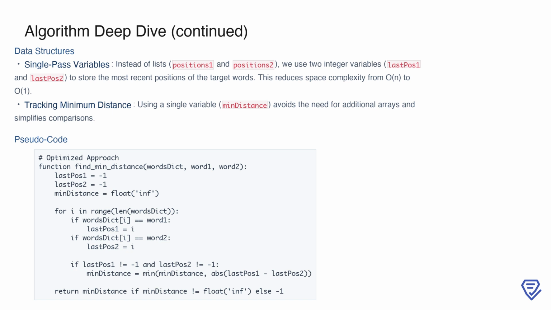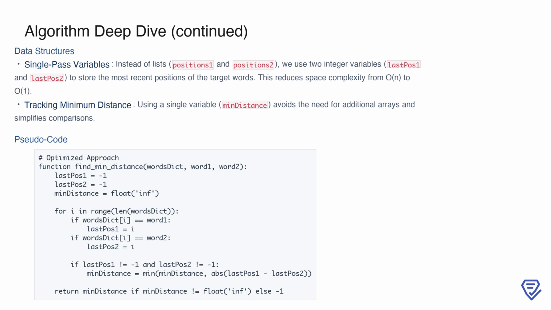Instead of maintaining separate lists for the indices of word 1 and word 2, we use two integer variables, lastPos1 and lastPos2, to store the most recent indices of the words. This change reduces the space complexity from O(n) to O(1). Additionally, we use a single variable, min_distance, to track the shortest distance found during the traversal, further simplifying the algorithm.